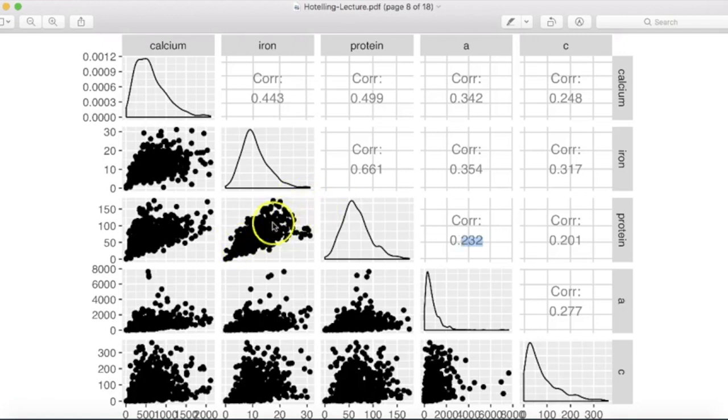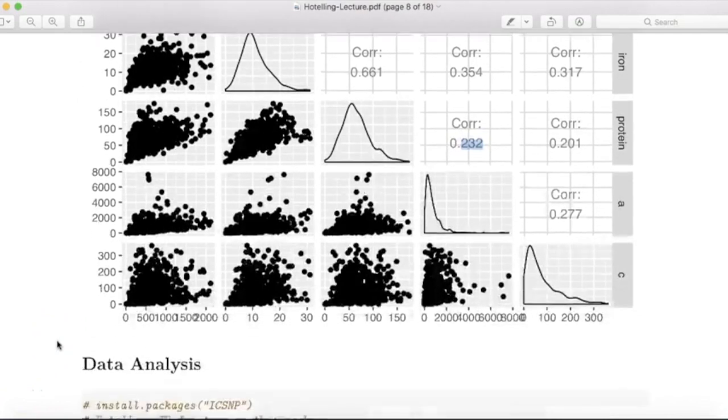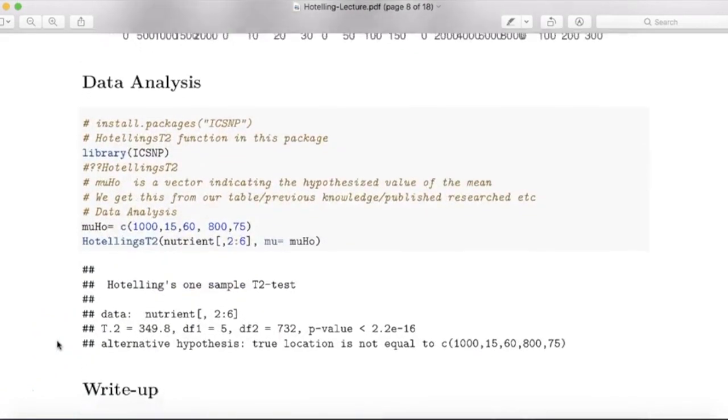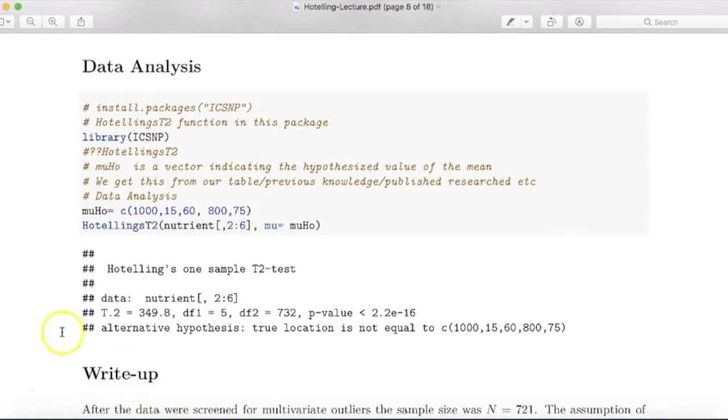This one has a really nice linear pattern. I like that. At least none of the correlations are 0, so we can definitely use them as multiple dependent variables for our Hotelling's T-squared.